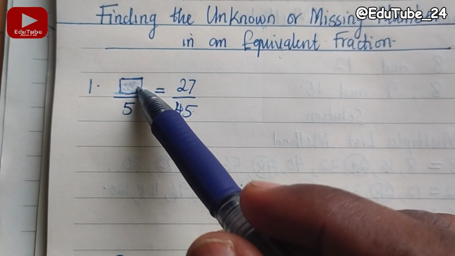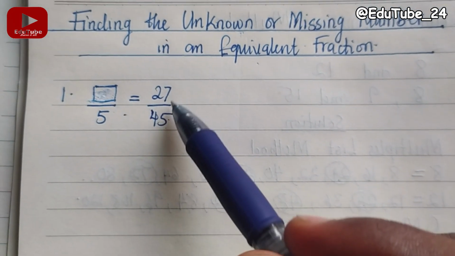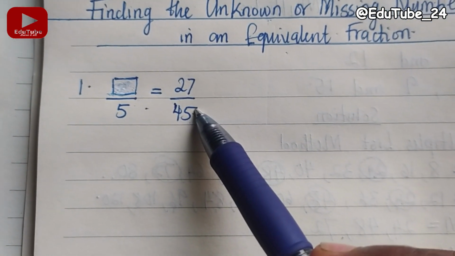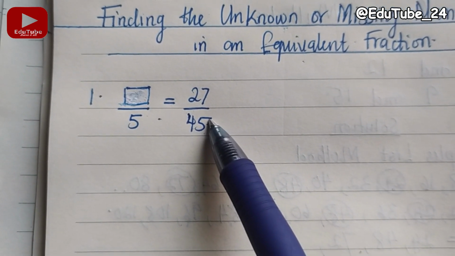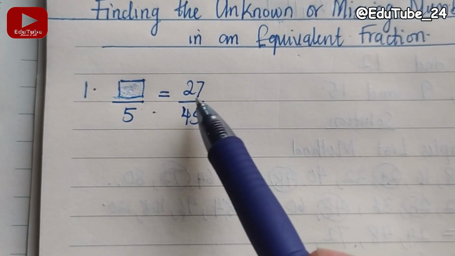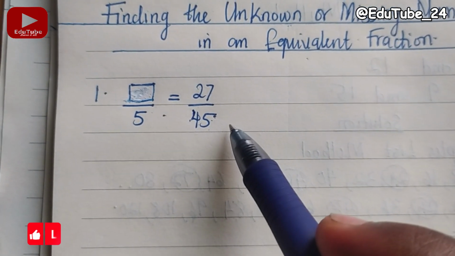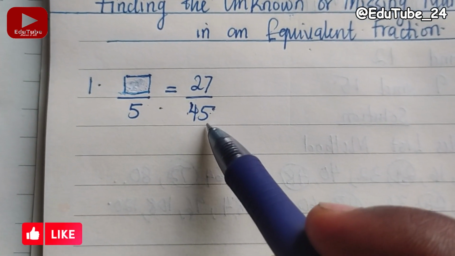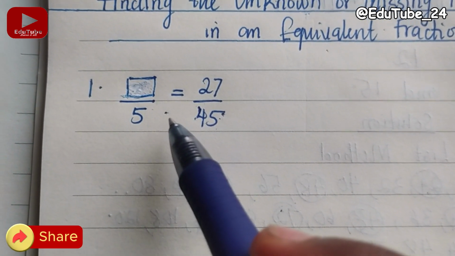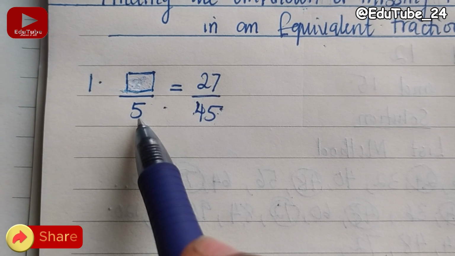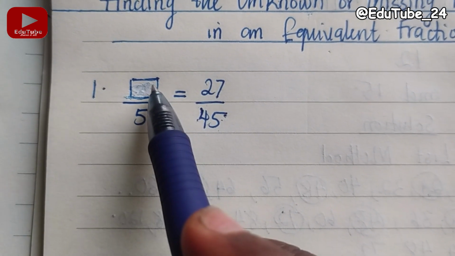So we could see we have a box indicating a missing number out of 5 equals 27 out of 45. Don't forget that equivalent fractions are fractions which are equal because they are built by multiplying or dividing the numerator and the denominator by the same multiplier or the same divisor. So using the increase and decrease method, I will look at the fraction, whether we are increasing or decreasing, from the point of the missing number.